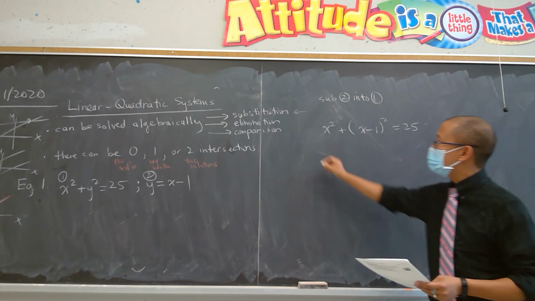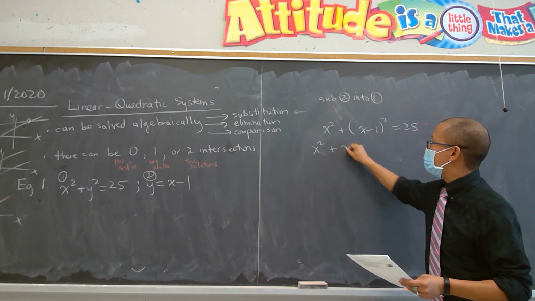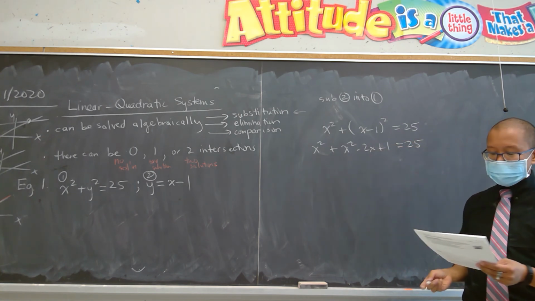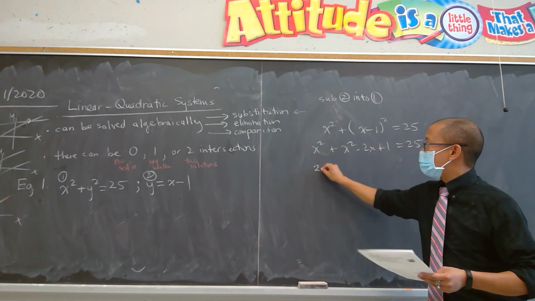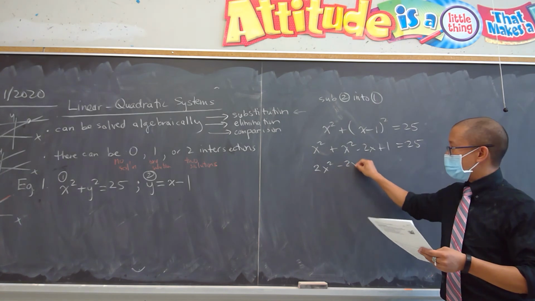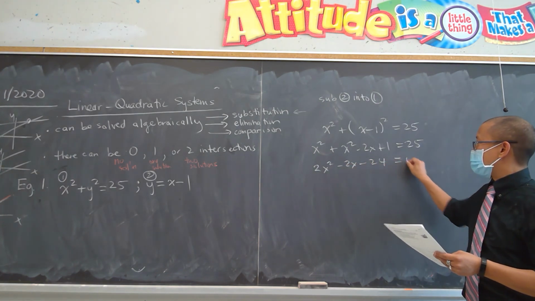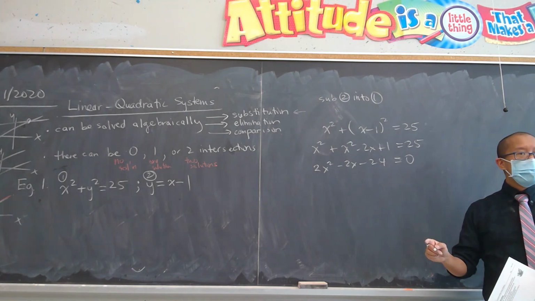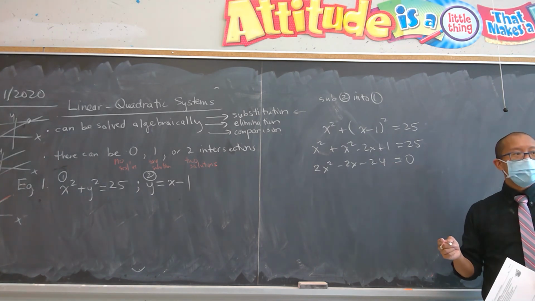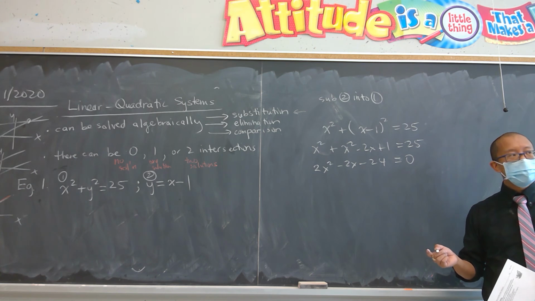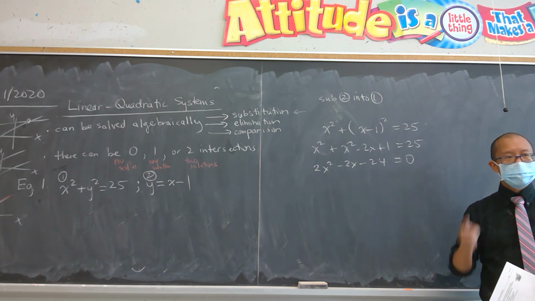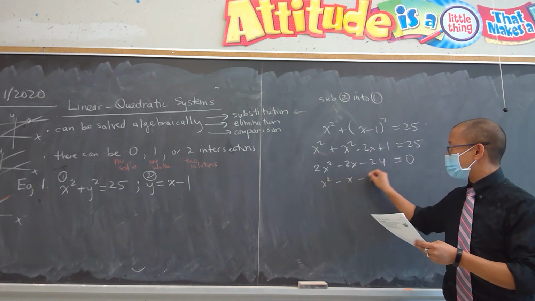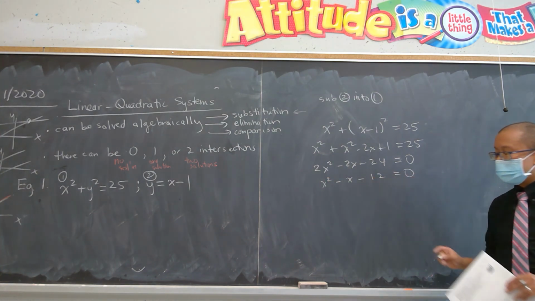And if we expand this, we're going to get x squared plus x squared minus 2x plus 1 equals 25. And just to speed it up, we'll get 2x squared minus 2x minus 24 equals 0. Let's just pause here to notice this looks like a quadratic that we can factor out a GCF or divide everything by 2. So what are we going to get? We're going to get x squared minus x minus 12 equals 0.